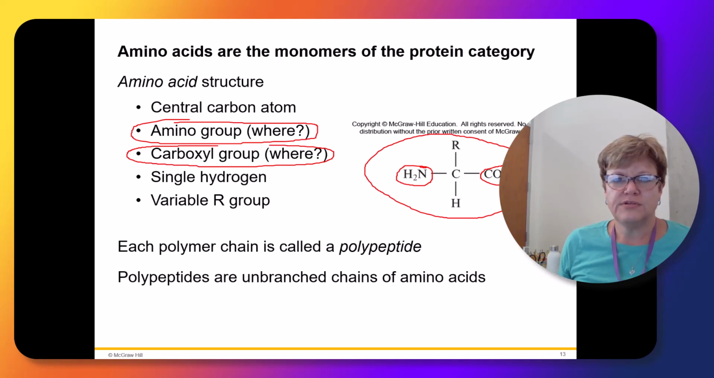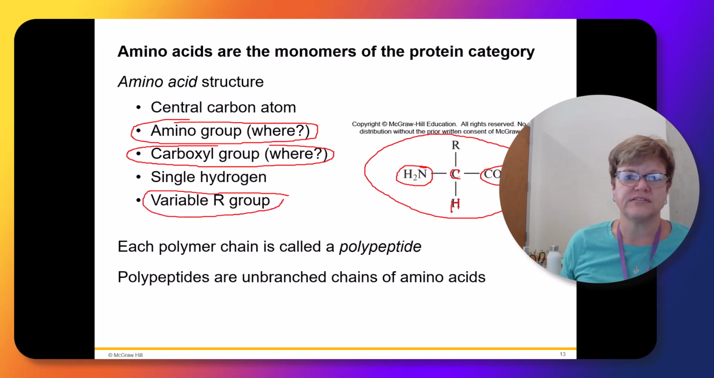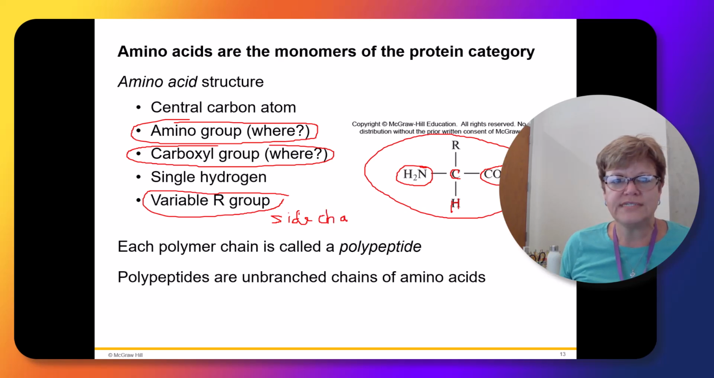And then there's always a carbon in between those two groups. There's always a hydrogen attached to that carbon. And then there's something called the variable group, or the R group, or the side chain. Now the side chain, there are 20 possible little side chains that are very commonly found on amino acids. So 20 different R groups that we tend to find on the amino acids that we have found on Earth.